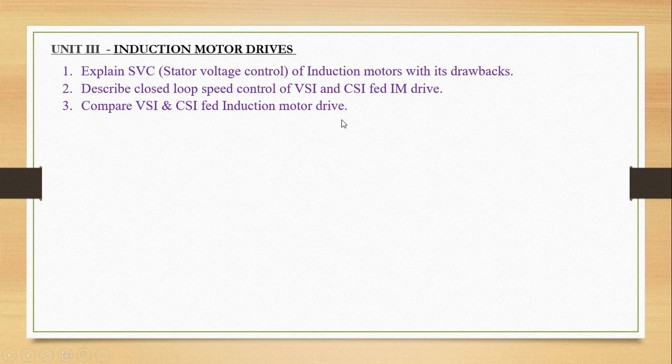Dear students, you have to draw a tabular column. In the first column, you have to take voltage source inverter. In the second column, you have to take current source inverter, and there should be a comparison. For example, for the first comparison between VSI and CSI, input voltage should be maintained constant for VSI. Input current should be maintained constant for CSI. This is the very first and foremost comparison between VSI and CSI. The remaining comparisons you can refer from the books.